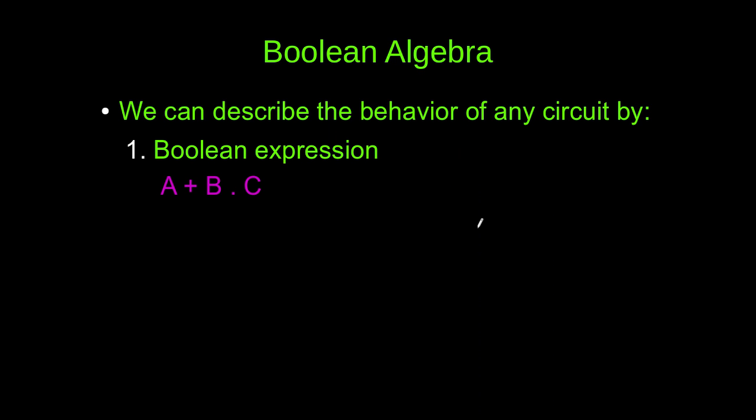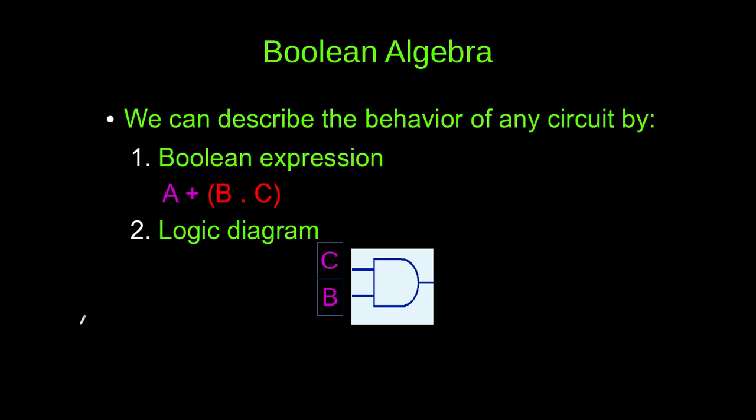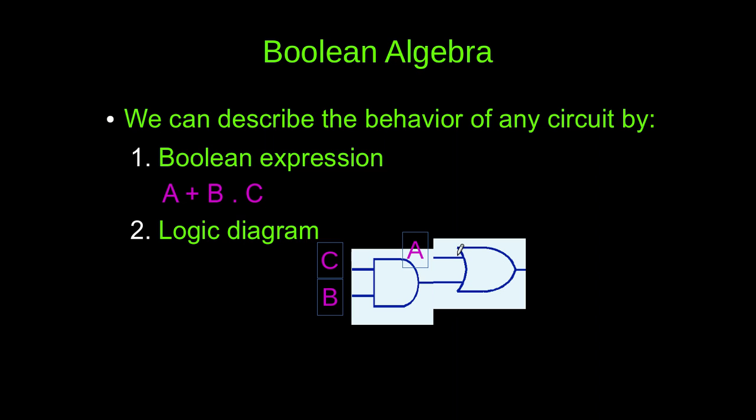Another way is using logic diagrams. I have A or B and C. The logic diagram for this, what do I have? This is the logic diagram for an AND gate, a 2 input AND gate with 1 output, and this is an OR. We can see there's a curve here for an OR.